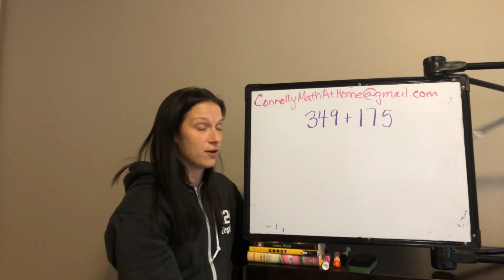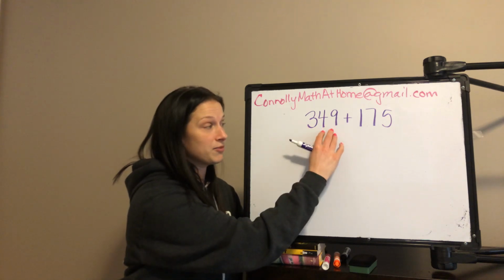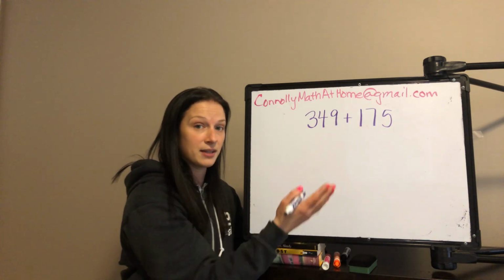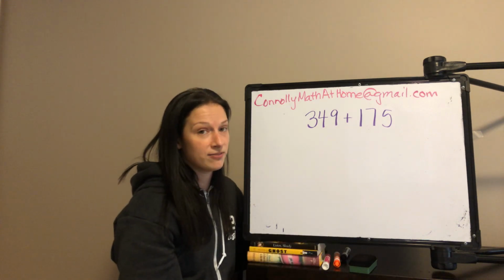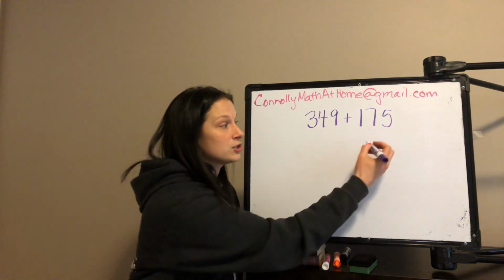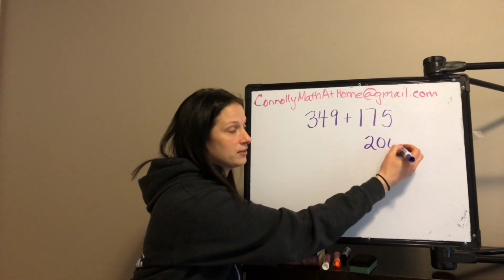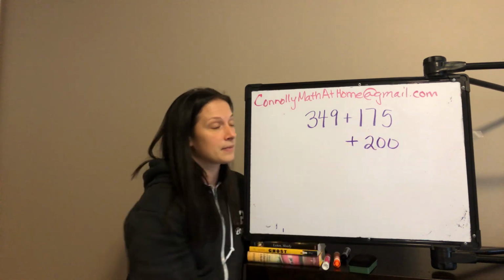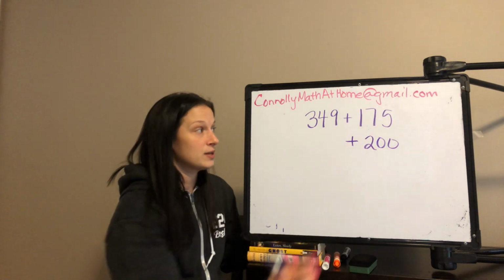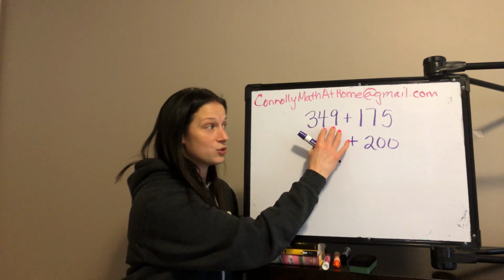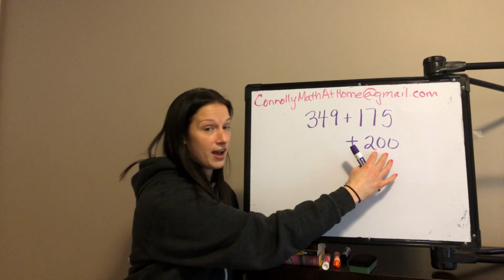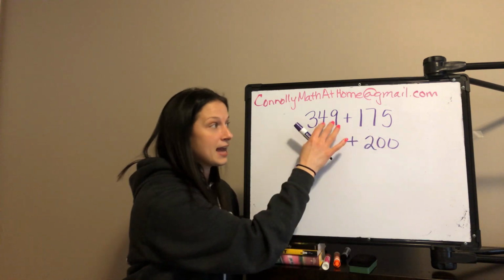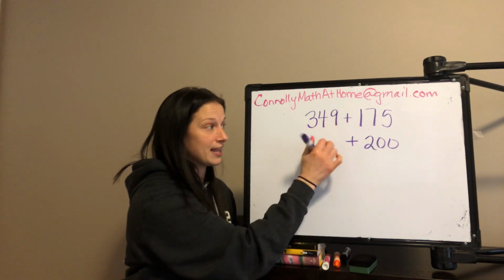Sometimes we want to think about how we can take some of one addend and then give it to the other and balance out the equation. So I know 175 is 25 away from 200. So I'm going to make this say 200. I gave 25 of this over here, so I want to make this addend 25 greater. And I want to make this addend 25 less.